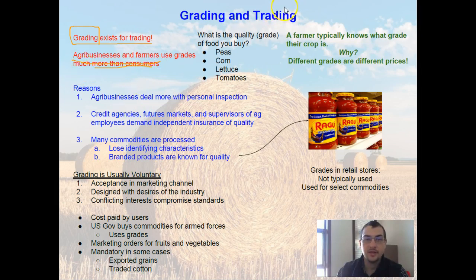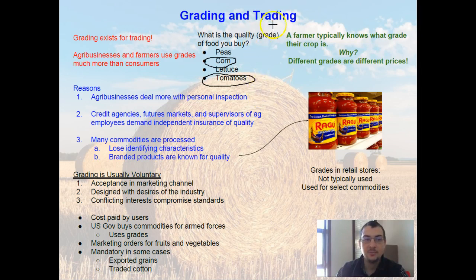So I want you to stop and think about this. Think about whenever you go into the store and you buy, say, something like peas or corn or lettuce or something like tomatoes. Do you know what the quality grade of all of these different types of vegetables are? Now, whenever you're buying corn, are you buying number 1 corn or number 2 corn? Are you buying U.S. number 1 tomatoes or number 2 tomatoes?